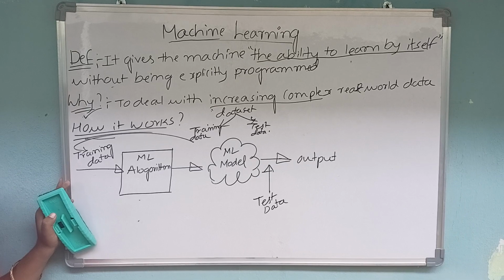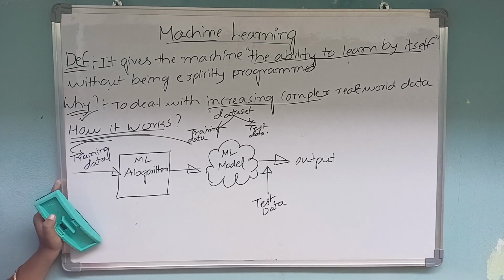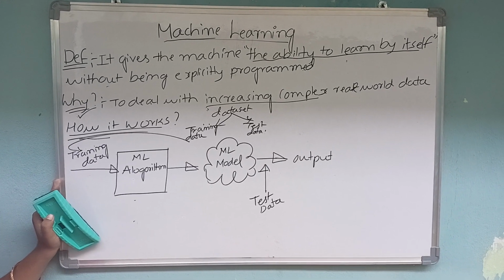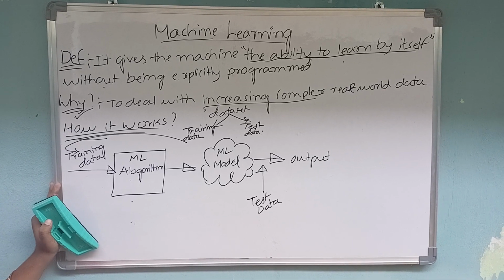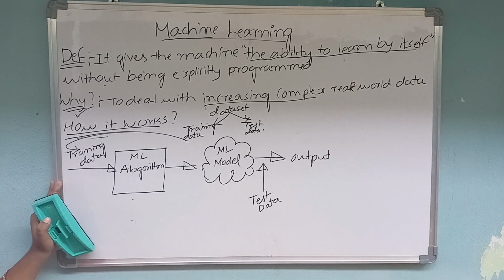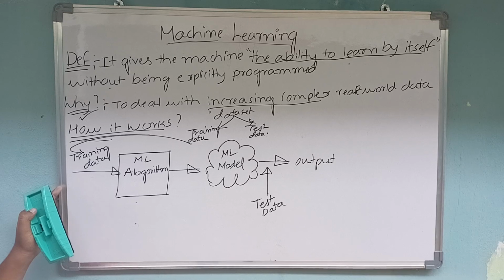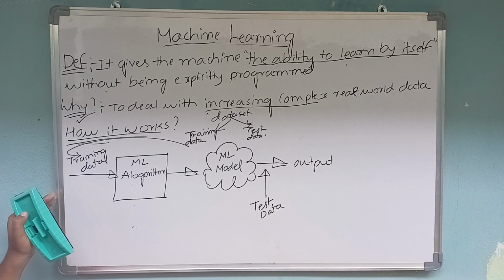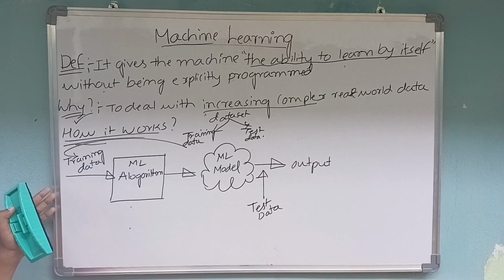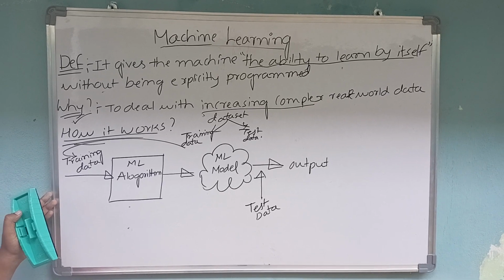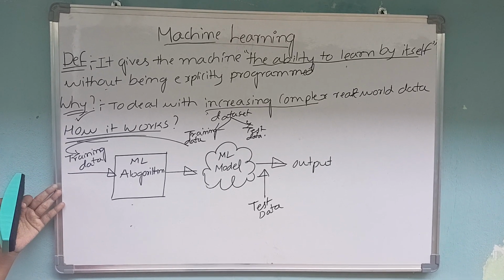So what is machine learning? Machine learning is a technology that gives the machine the ability to learn by itself without being explicitly programmed. So by this technology, a machine can learn on its own. A machine can behave by itself without any instructions passed by ourselves.